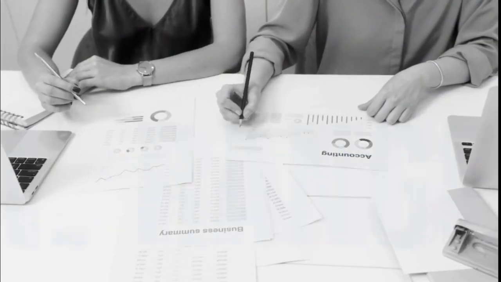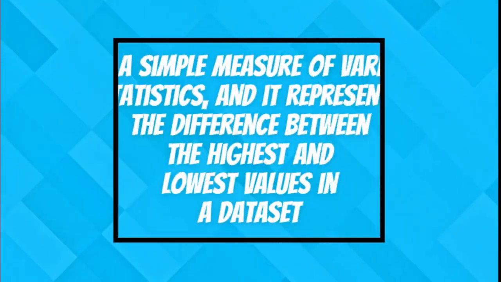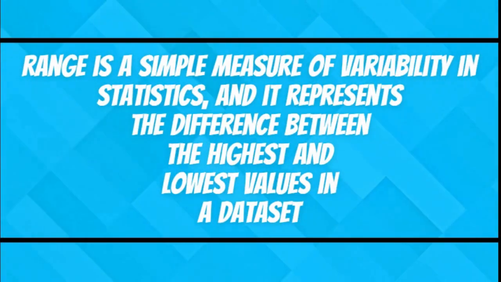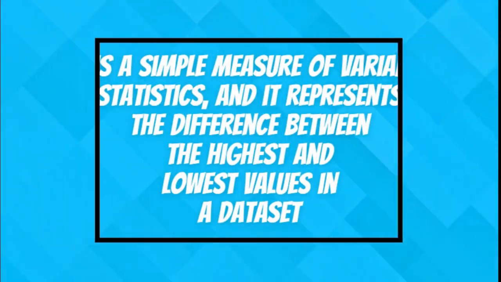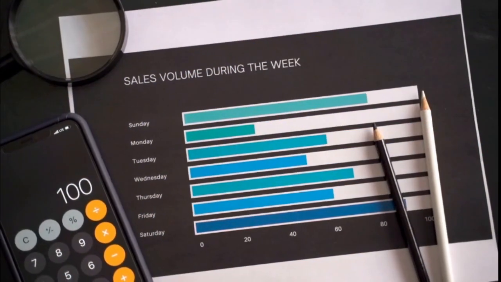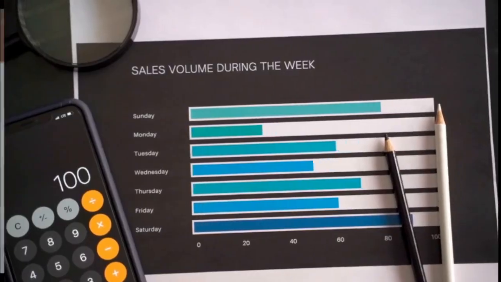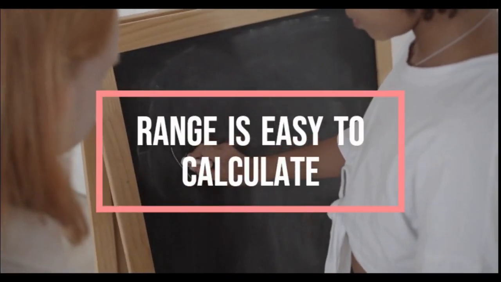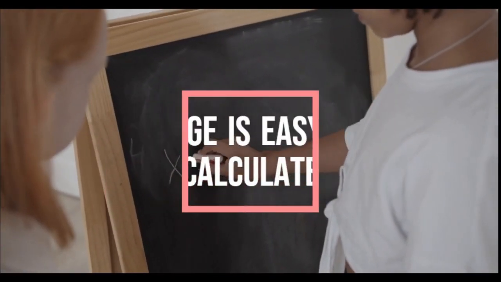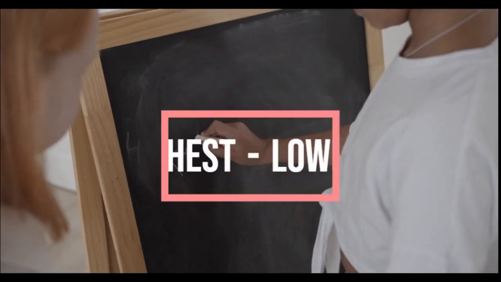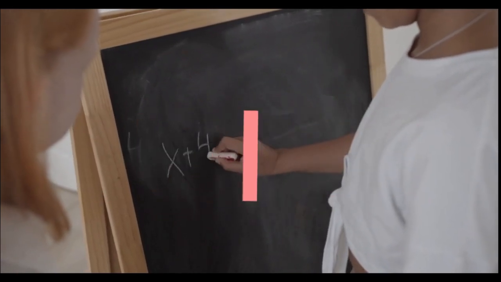Number 1 is range. Range is a simple measure of variability in statistics, and it represents the difference between the highest and lowest values in the dataset. It gives us a quick understanding of the spread of the data without considering the distribution of values. The range is easy to calculate and provides a basic sense of the data's spread. To find the range, you simply subtract the lowest value from the highest value in the dataset.